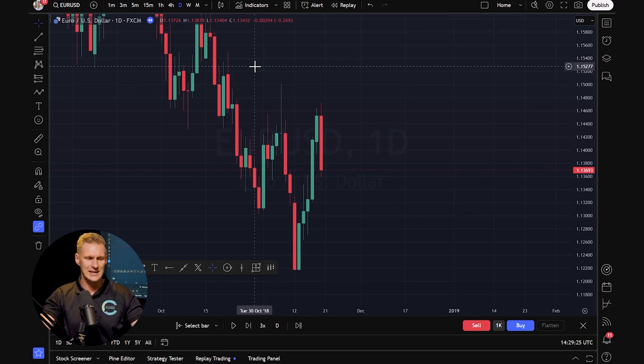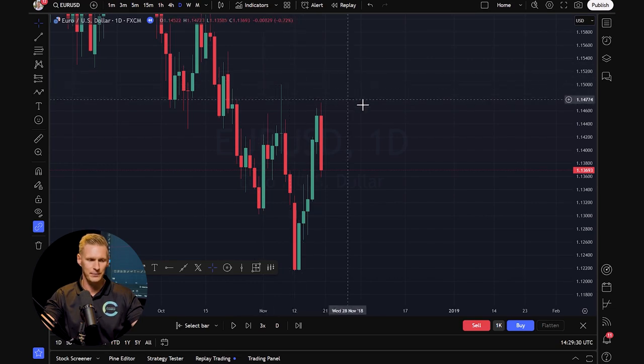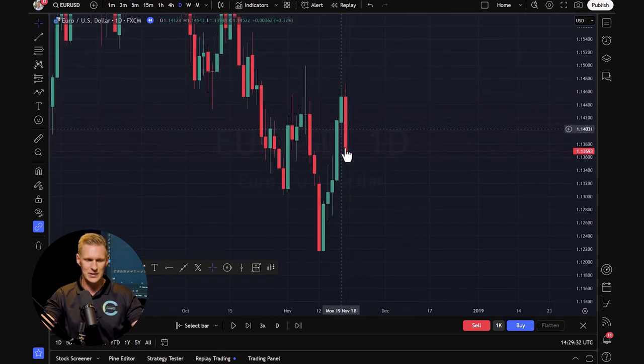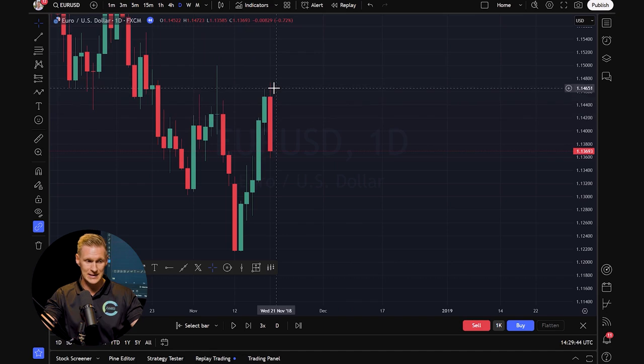Okay, here's a nice example of the Euro-US dollar on the daily time frame. You can identify this one as a bearish engulfing. You can see this candle fully engulfed the previous candle. Look, the high of our red candle is higher than the previous high, and the close of our red engulfing candle is lower than the previous low. Great, that is a picture perfect bearish engulfing.